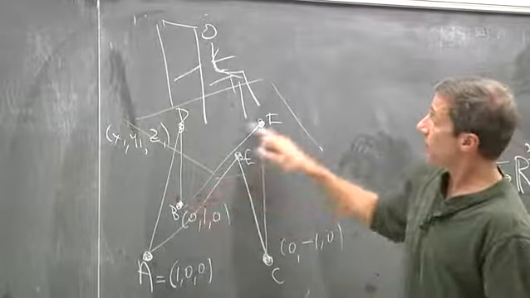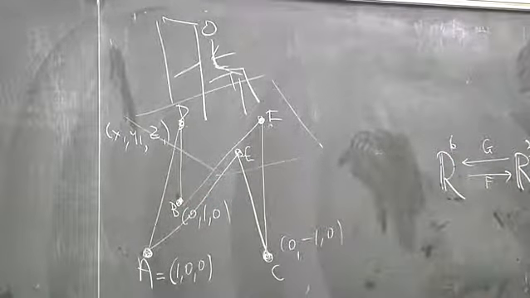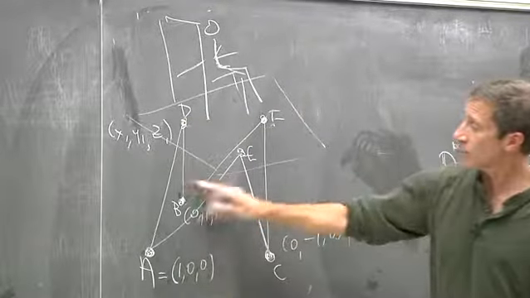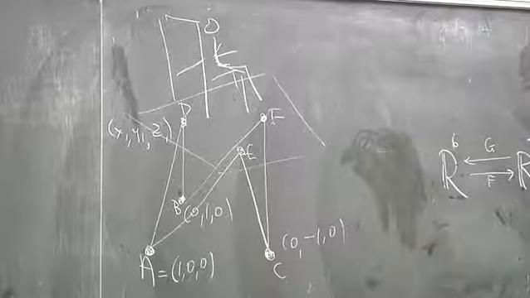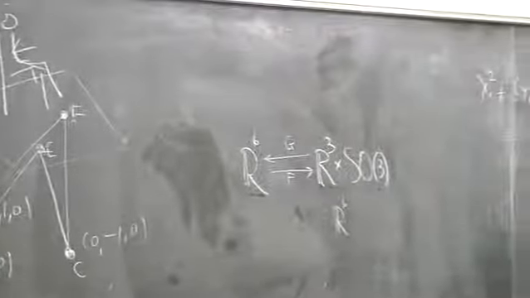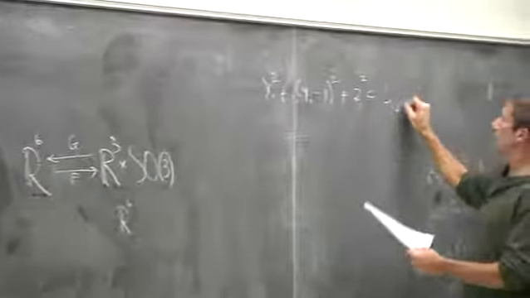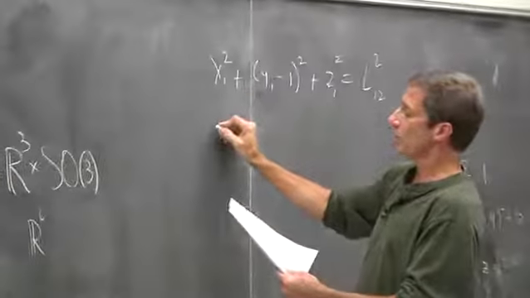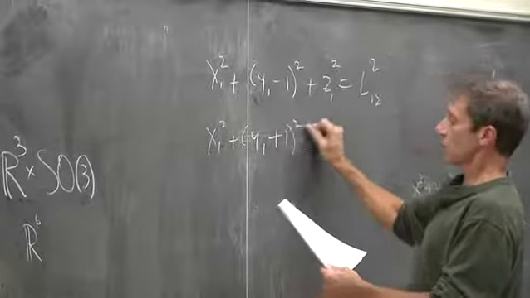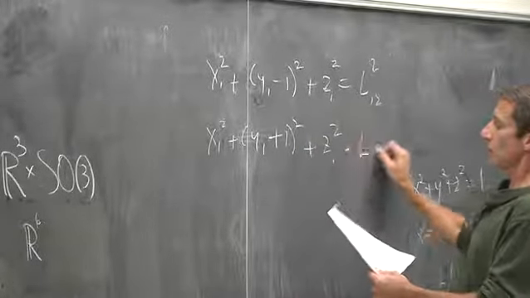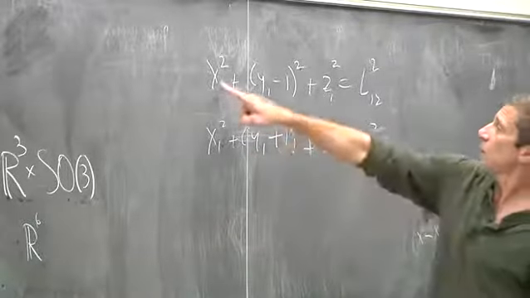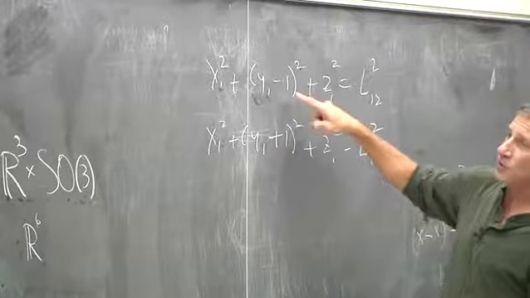Then, if you knew the 6 lengths of these rods, which I called Lij, the I is for which of these 3 points it's attached to, and the J is which of those 3 points it's attached to, then you get equations like this. x1 squared plus y1 minus 1 squared plus z1 squared equals L12 squared. There is a similar one for x1 squared plus y1 plus 1 squared plus z1 squared equals L13 squared. And then you'll notice that the point that I labeled D up there, that's the one that has coordinates x1, y1, and z1. It was attached to the points.